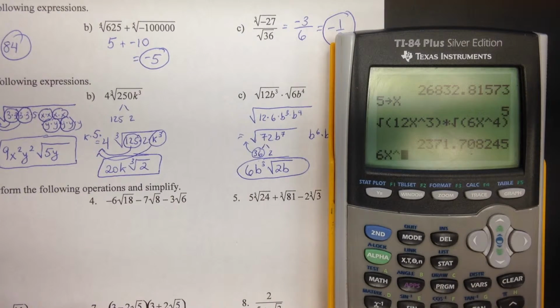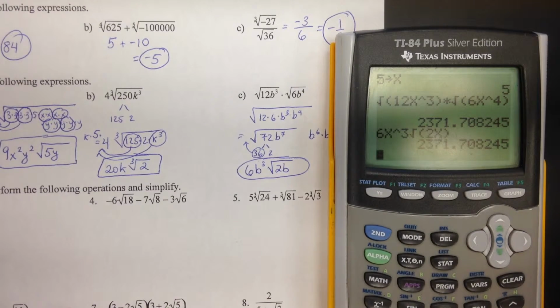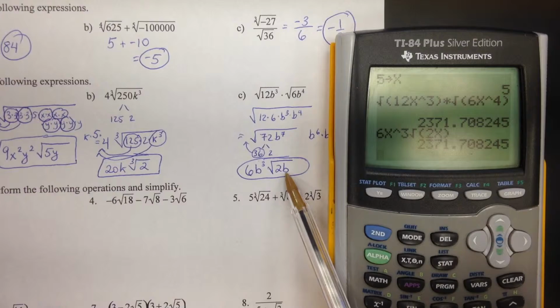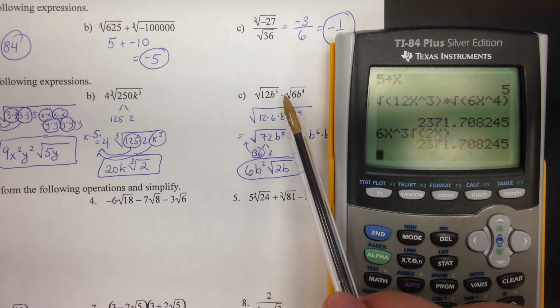So is 6x to the 3rd square root 2x, is that going to be the same value as the original problem? Yes, it is. So what that tells me is that this answer is correct. I did it right because I have not changed the value.